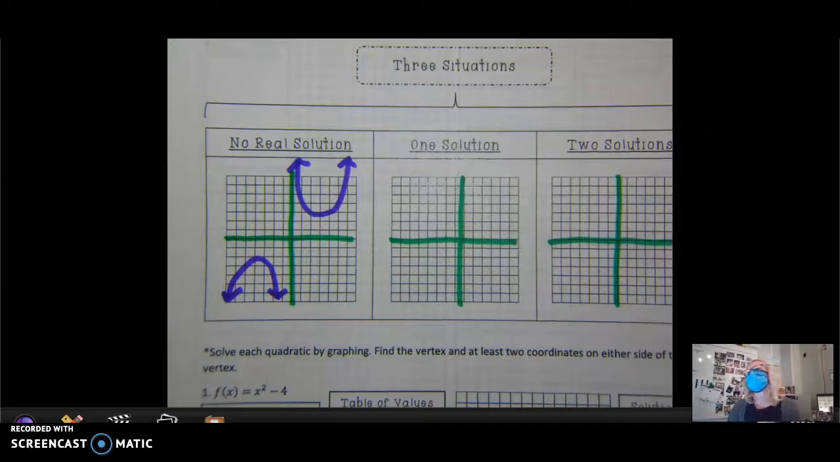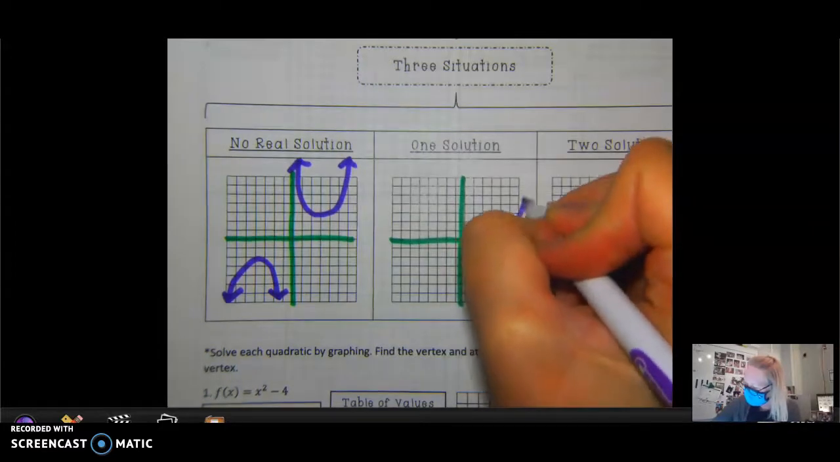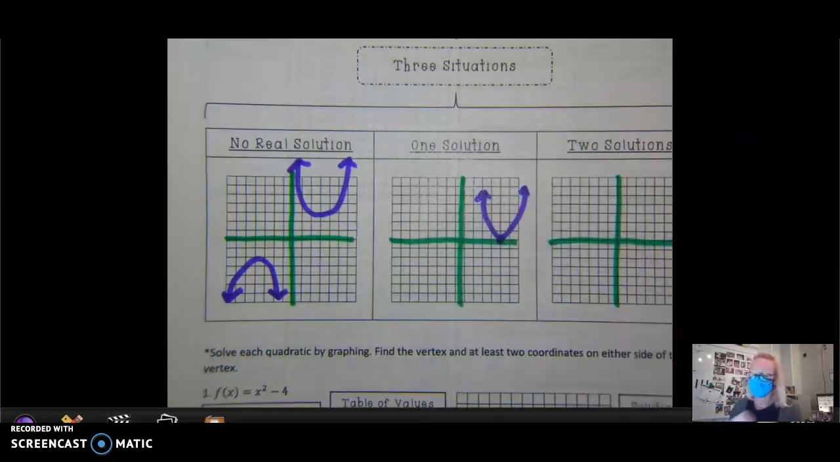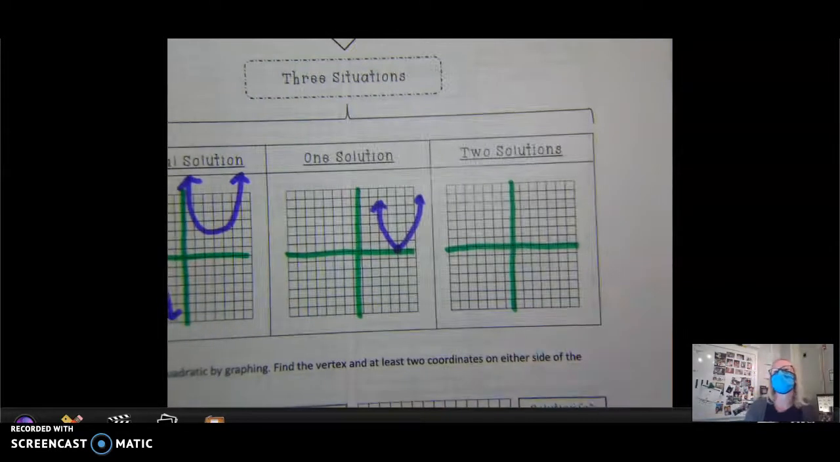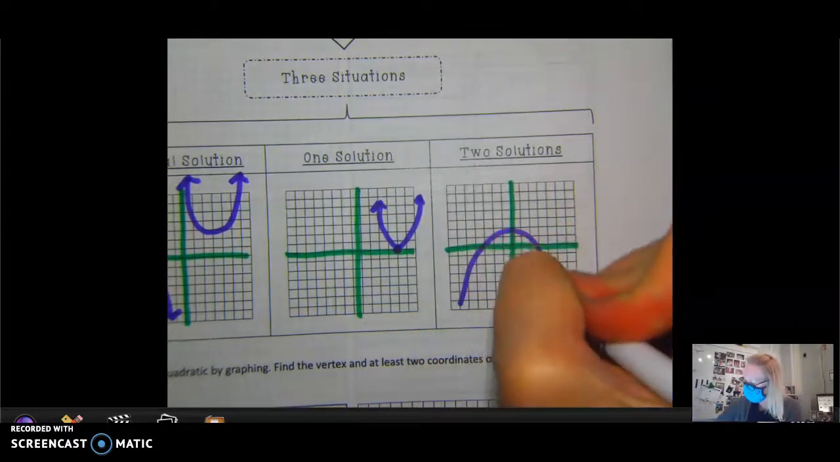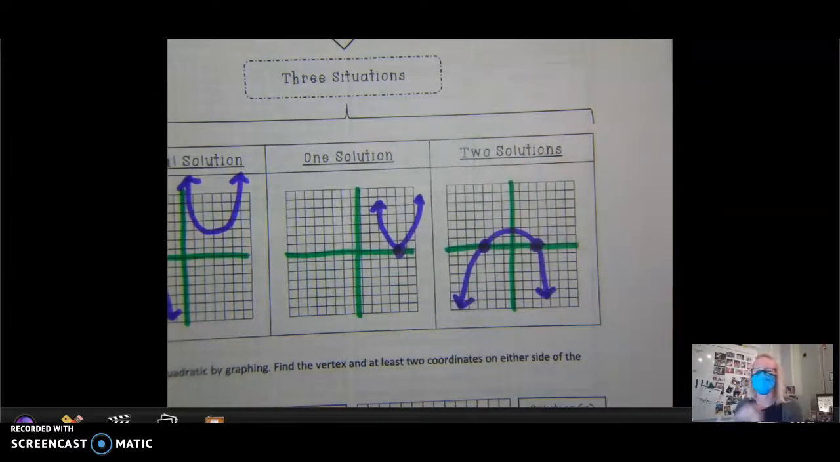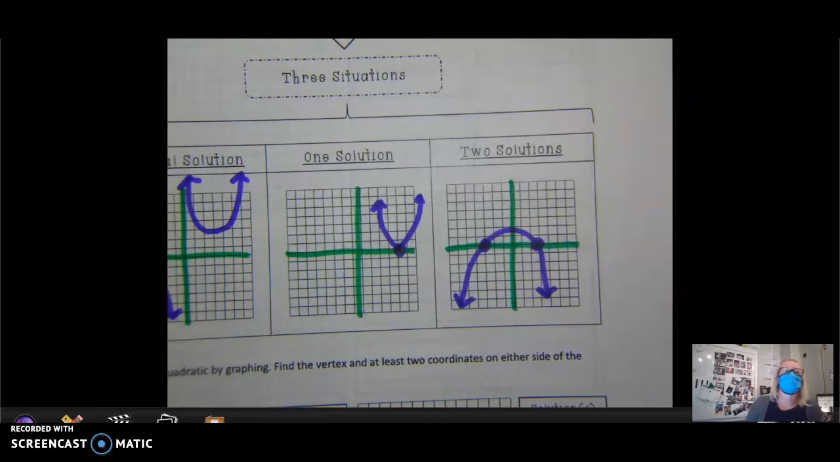If it has 1 solution, how many times does it hit the x-axis? Once. So its vertex would be on the x-axis if it has 1 solution. Does it have to be going up? So it could be going down? And if it has 2 solutions, how many times does it hit the x-axis? Twice. And those are my 2 solutions. Does that make sense on how to find how many solutions a quadratic has?